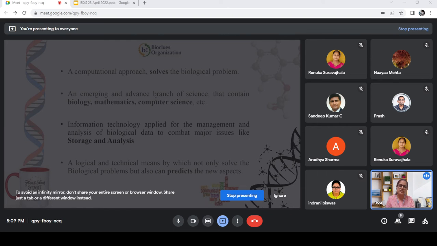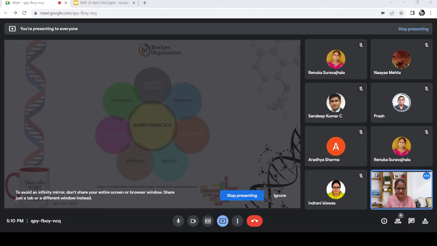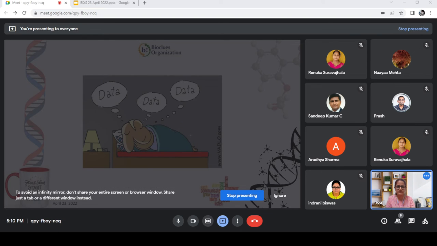This information technology is applied for the management and analysis of biological data to combat major issues like storage and analysis. It is a logical and technical approach by which we can not only solve the problems but also predict new aspects from it. See, this chart depicts very well how bioinformatics connects all the dots of science, from engineering to computer science, chemistry, biochemistry, biology, maths, and whatnot.